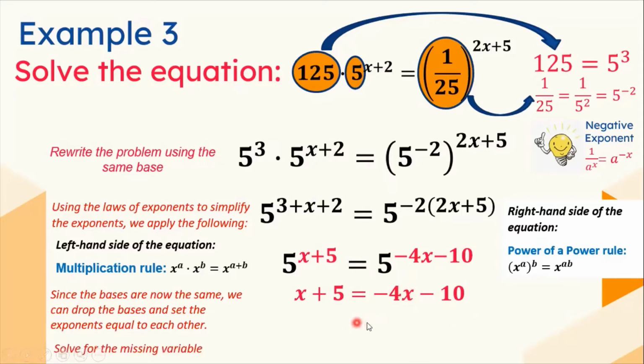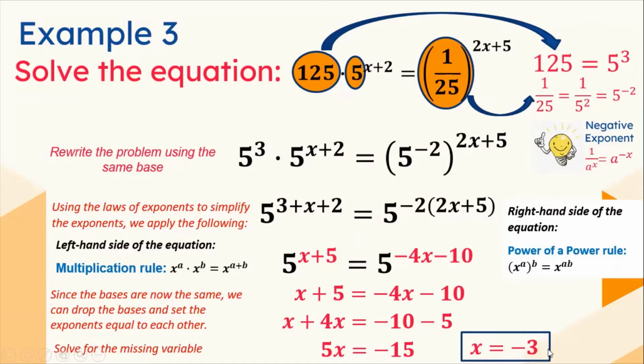Now, let's solve for the missing variable. We can combine like terms here. So we have x plus 4x is equal to negative 10 minus 5. For x plus 4x, that is positive 5x. Negative 10 minus 5, that is negative 15. And to isolate the value of x, we divide both sides by positive 5, and our x here is equal to negative 3.